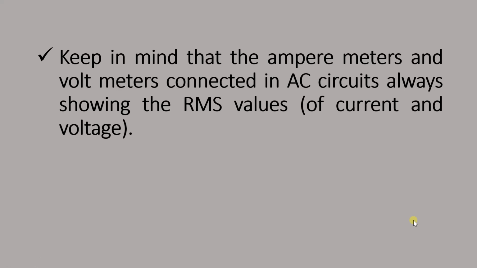Keep one thing in your mind: whenever we measure current on the ammeter or voltage on the voltmeter connected to an AC circuit, it always gives us the RMS values of current and voltage.